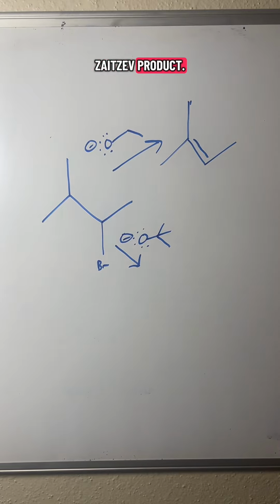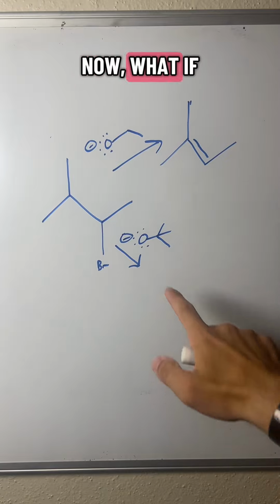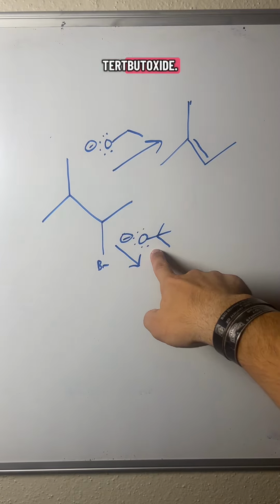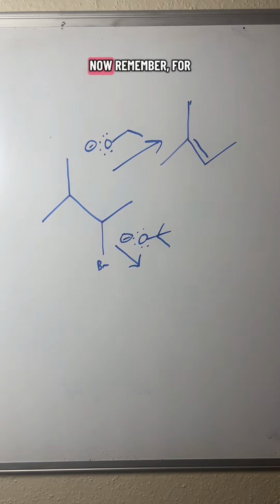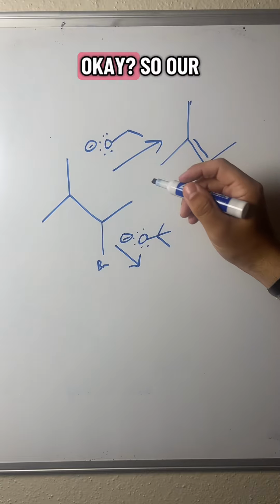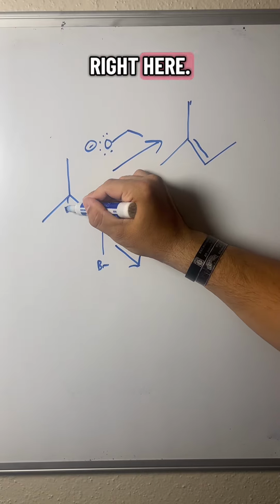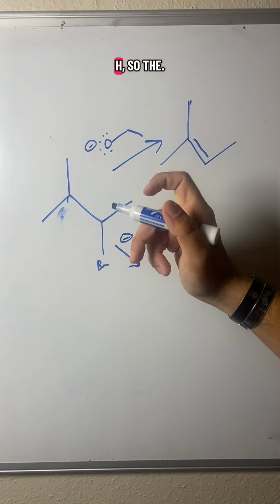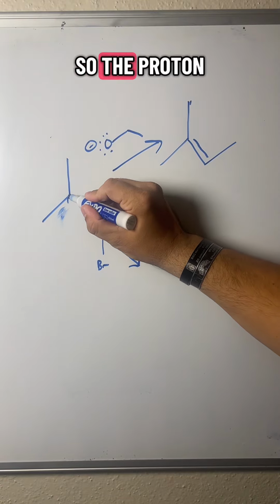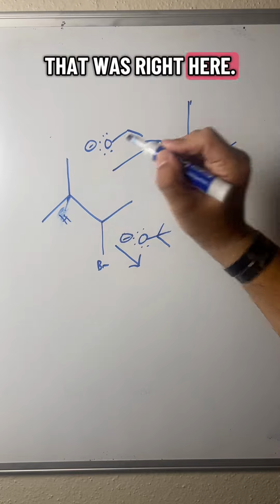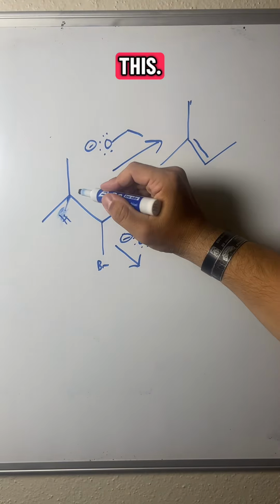That's our Zaitsev product. Now, what if we use a base like this tert-butoxide? Now, remember, for an E2 elimination, we need to steal a beta hydrogen. So our ethoxide stole the hydrogen that was right here, the proton that was right here, to form this.